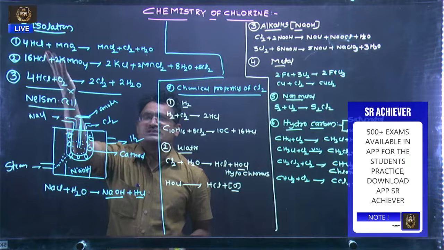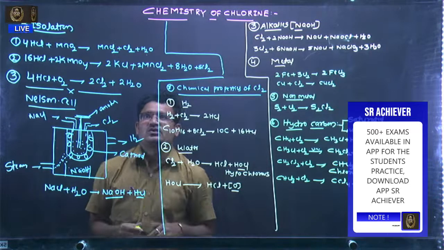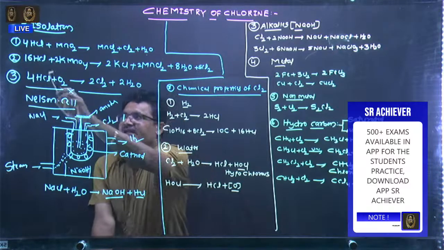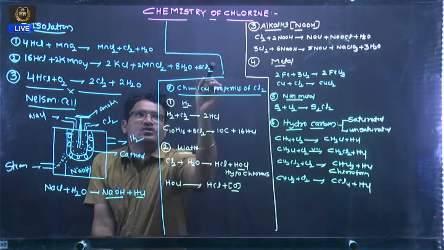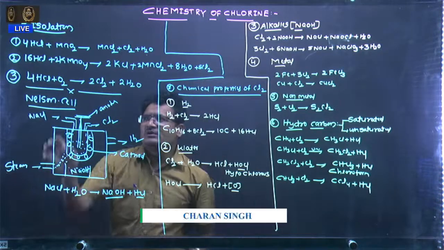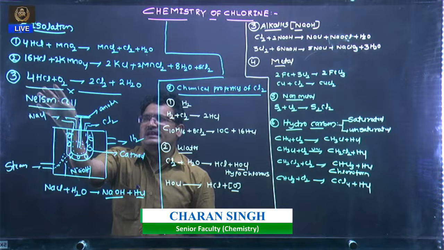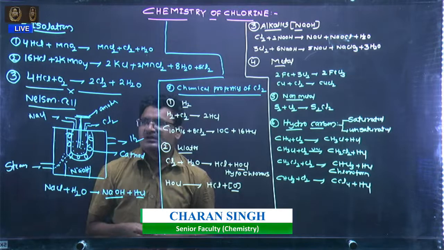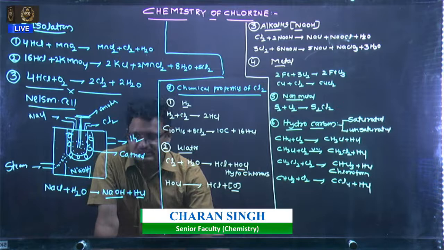4 moles of HCl, hydrochloric acid, react with manganese dioxide to form chlorine. Now hydrochloric acid reacts with KMnO4 to form chlorine. These are called Deacon method. Hydrochloric acid reacts with oxygen in the presence of CuCl2 to form chlorine. This chlorine can also be prepared by the Nelson cell process.